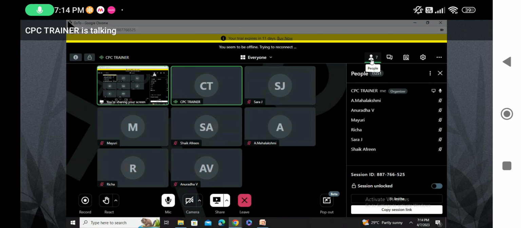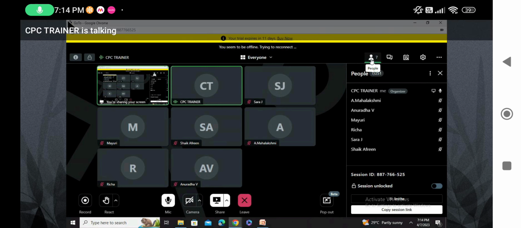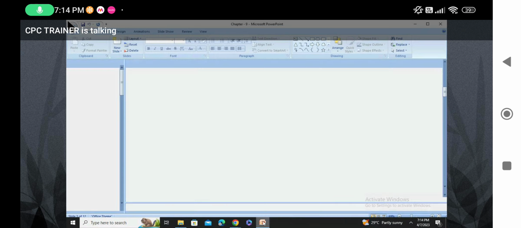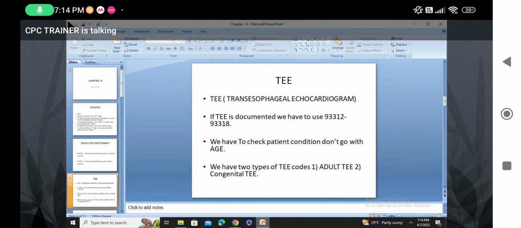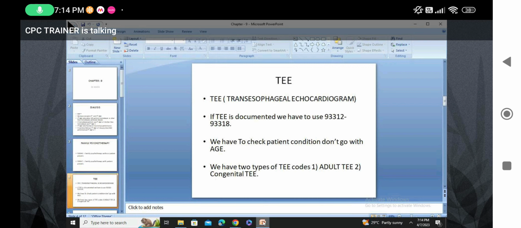Okay, the next one is the TEE procedure. TEE means transesophageal echocardiogram, guys. This is the code for TEE, transesophageal echocardiogram.